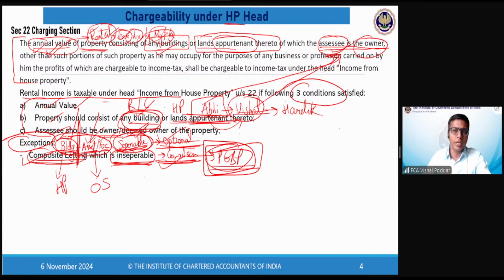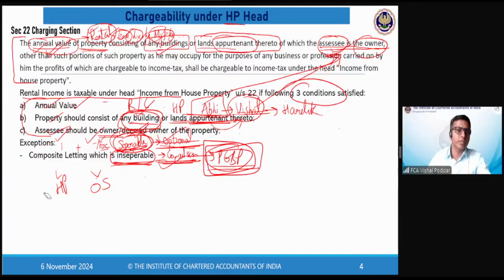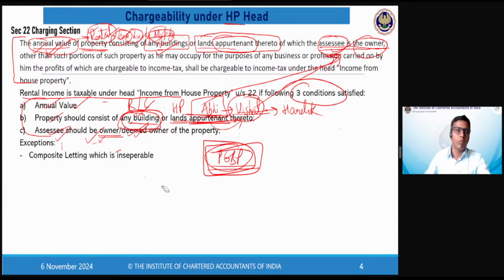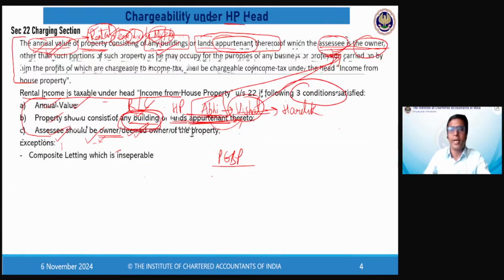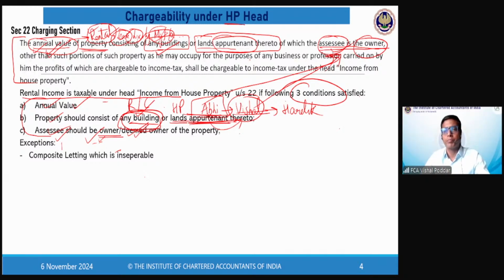This is what we are discussing. This case is an exception to the head HP. If it is an exception to the head HP, what does it mean? It will never fall under the HP head. It will go to some other head. What is this other head? It is the PGBP head. Correct?